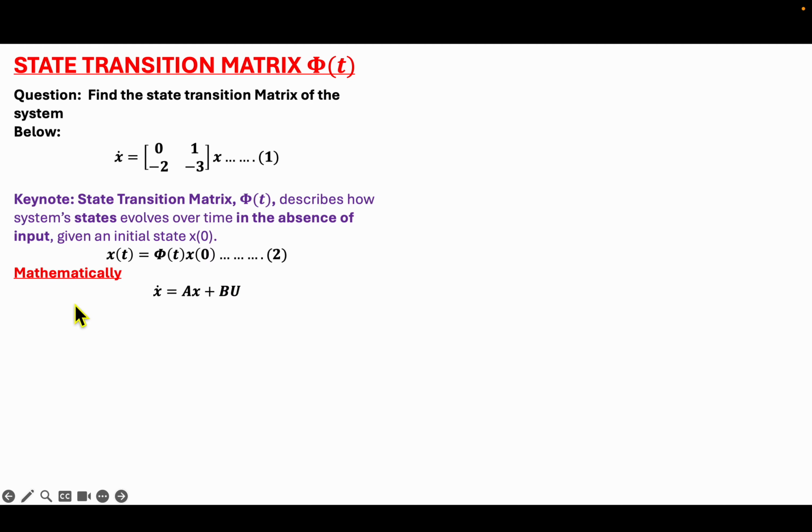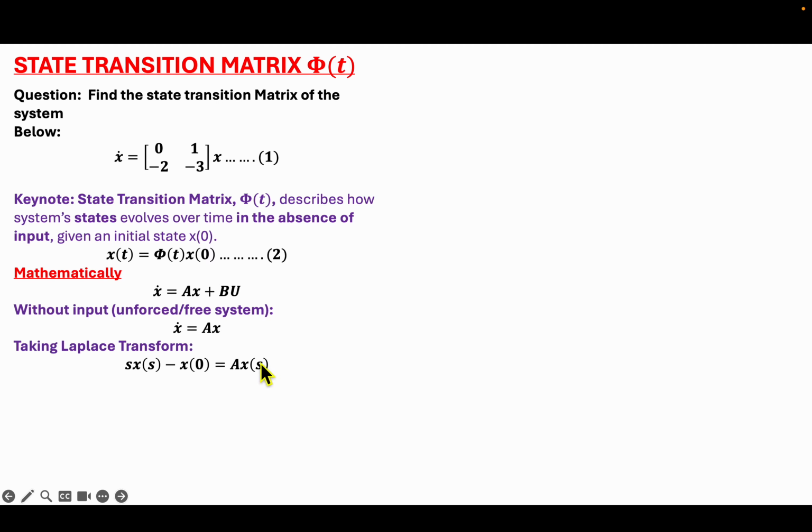So mathematically we know that s dot is just ax plus bu, but for a free system, that is a system without an input, it will reduce to s dot is equal to ax. So finding the Laplace transform of this equation, that is converting from time domain to s domain, I will have this relationship. Collecting like terms, it will reduce to s I minus a, where I is the identity matrix. It is multiplying s because we are dealing with matrices. Therefore, multiplying both sides by si minus a inverse, I will have this equation in s domain.